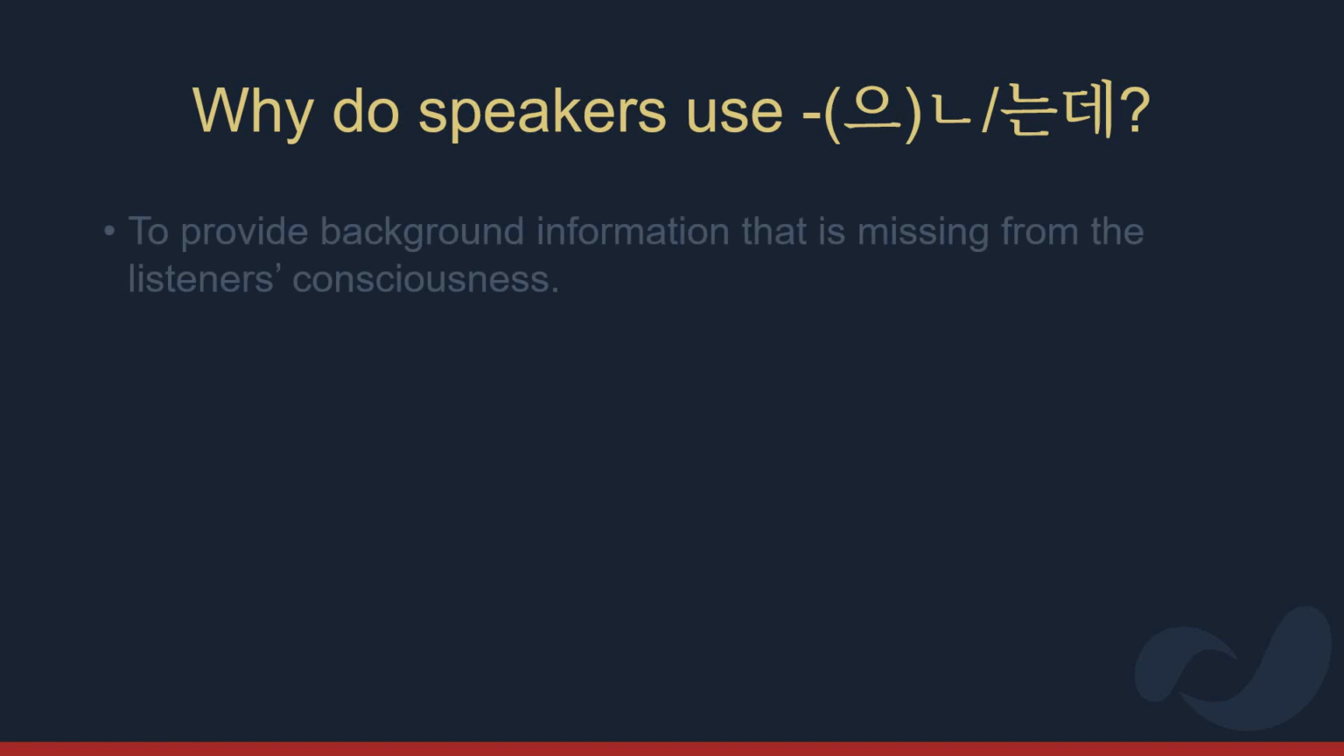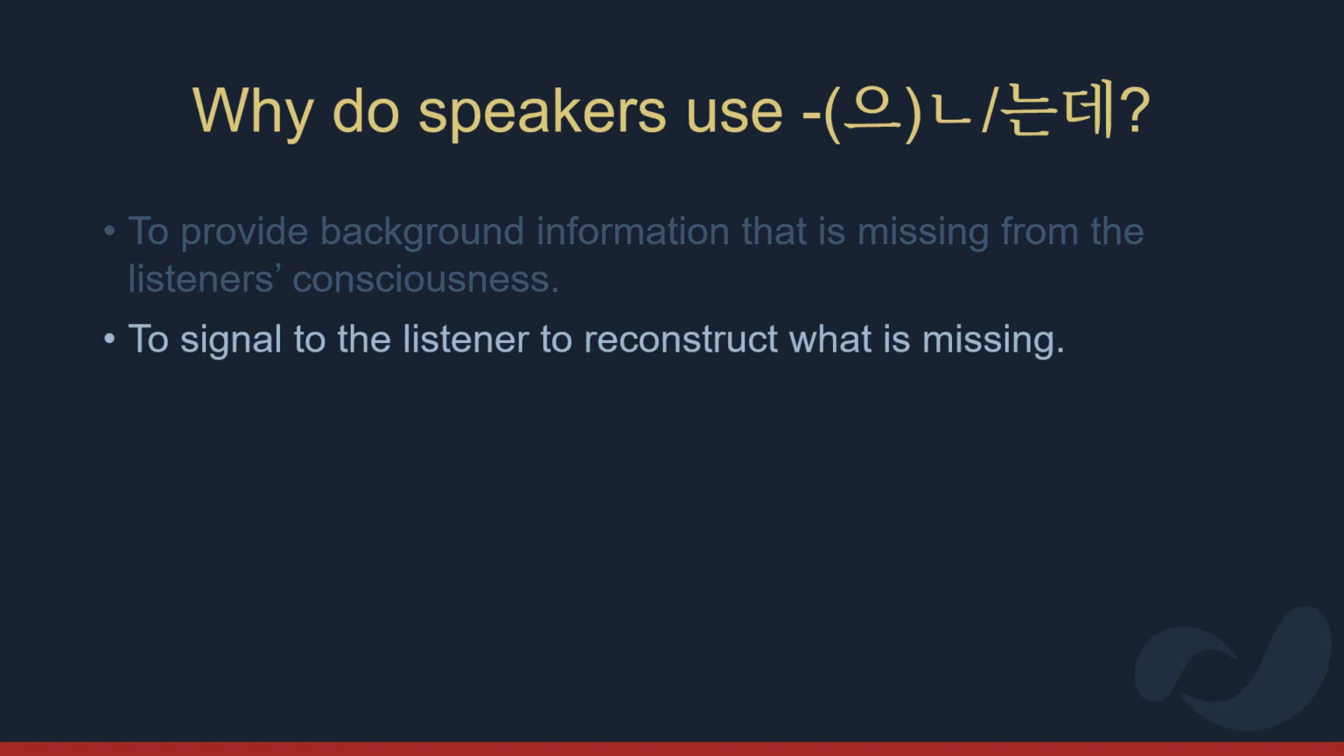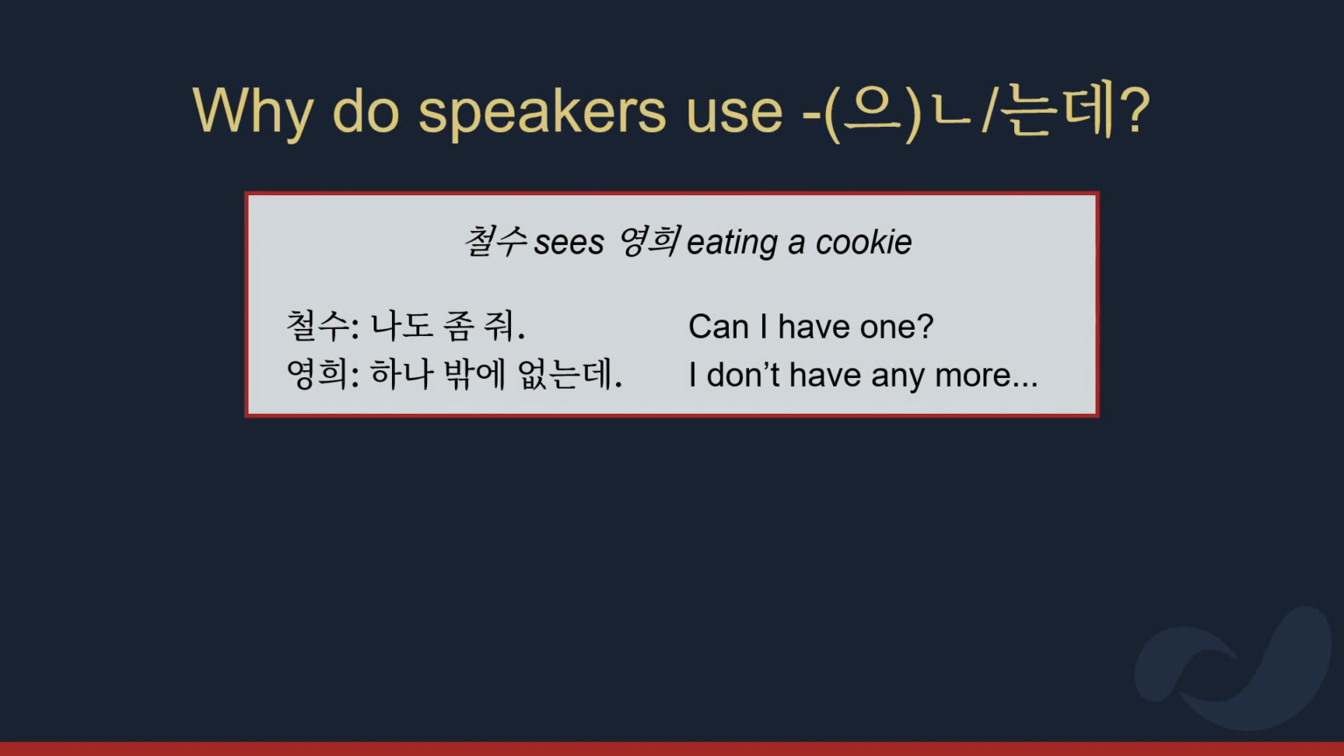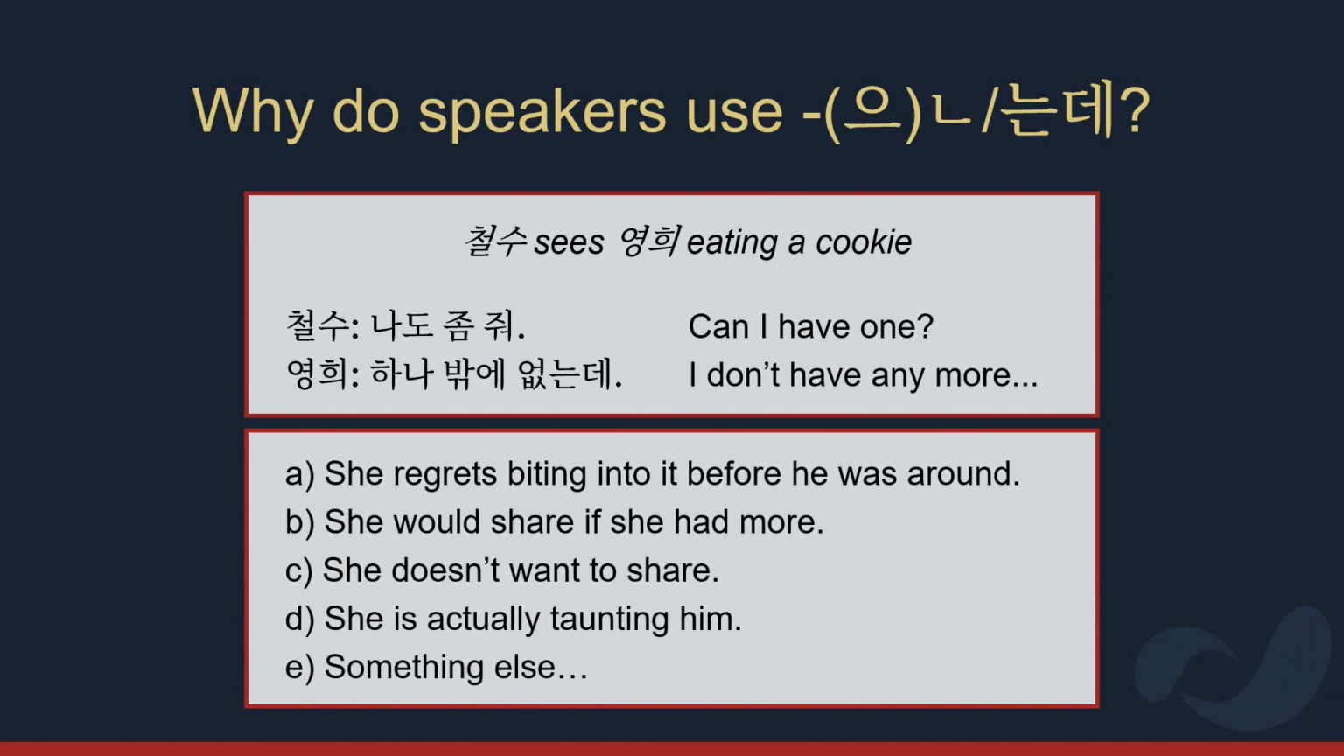As a clause connector, Ninda functions to provide information based on what the speaker assumes to be missing from the listener's consciousness. As a turn final or sentence final feature, it signals to the listener to reconstruct whatever is missing and read between the lines. So when we look back to this example, without Ninda, it would seem that Youngie is saying, I only have one and can't share. But with Ninda, she signals one of the following.